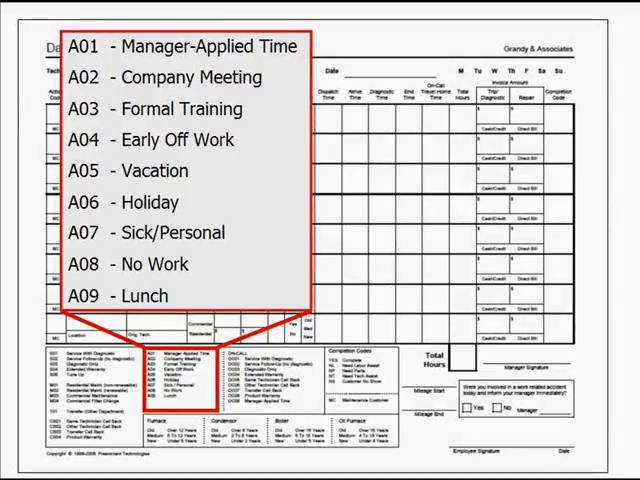AO2 is used when they're in a company meeting. If you're going to have your weekly meeting or a monthly meeting, the time that they're in there would be recorded as an AO2, company meeting.